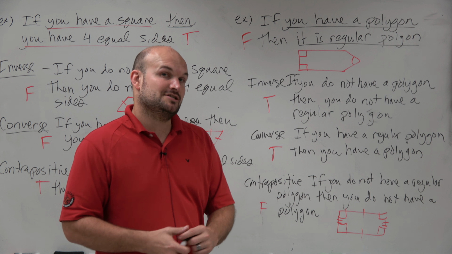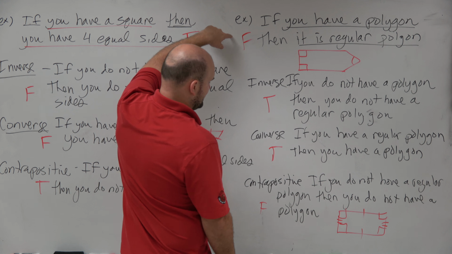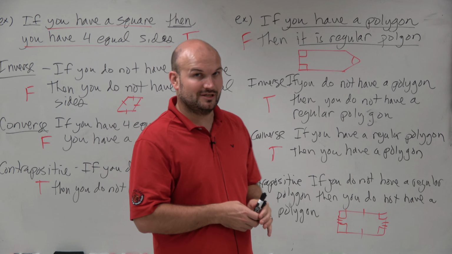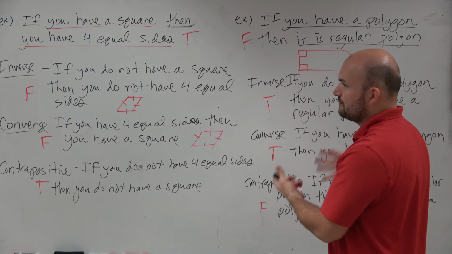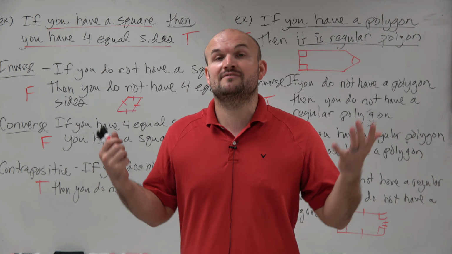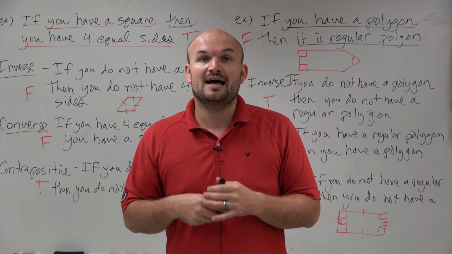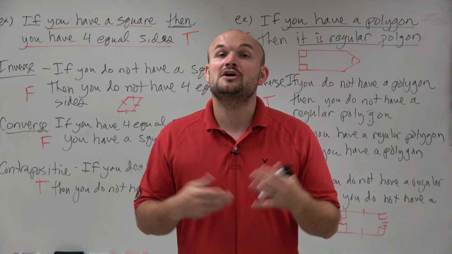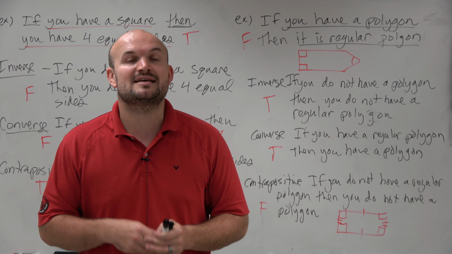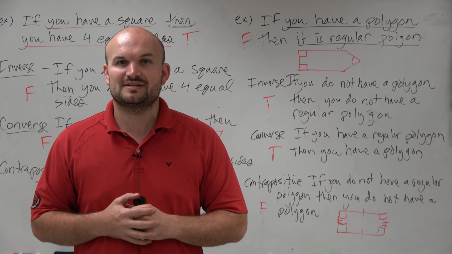And again, look at my logically equivalent statements. You can see that the conditional and the contrapositive are logically equivalent, and the inverse and the converse are logically equivalent. So it doesn't matter if they're true or false; the conditional statement and its contrapositive are always logically equivalent, as well as the converse and the inverse. So there you go, ladies and gentlemen. That is how you determine the truth of your conditional statements, as well as determine logically equivalent statements. Thanks.